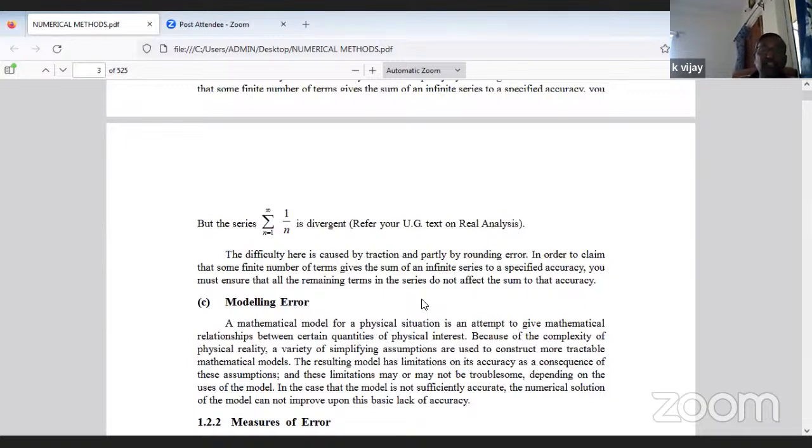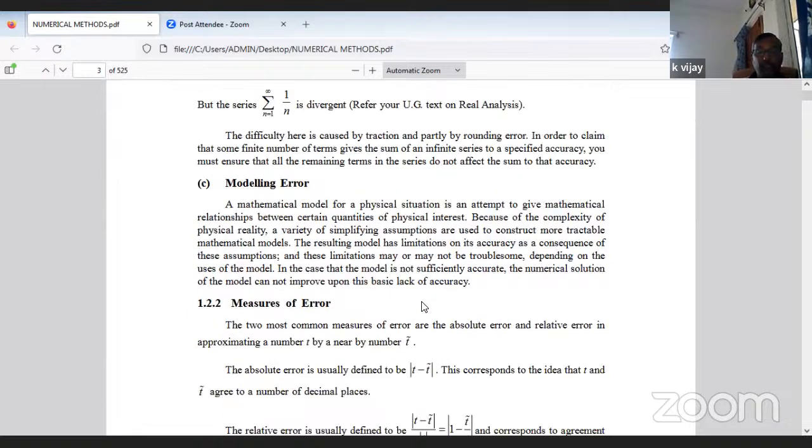But the series, the summation of n equal to 1 to infinity, 1 by n, is divergent. So 1 by n is divergent here, though it looks convergent numerically, unlike in real analysis. So the difficulty is the contamination partly by rounding error. In order to claim that a finite number of terms gives the sum of an infinite series to a specified accuracy, you must ensure that all the remaining terms in the series do not affect the same accuracy.